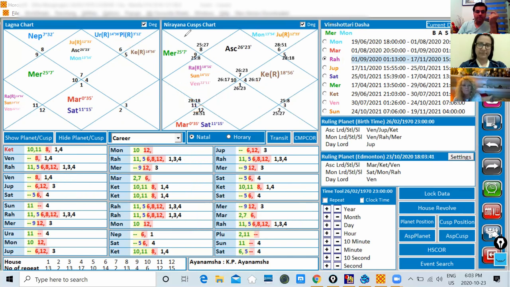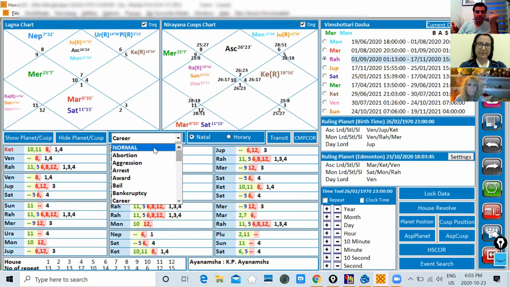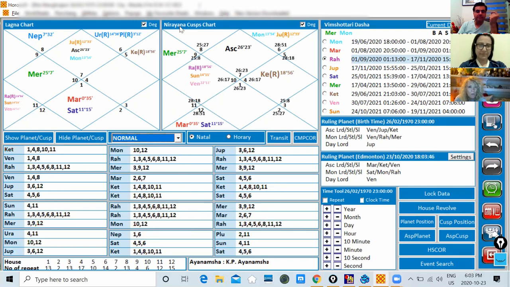Now, same period, same three planets. Now the question changes. Now the client says, okay, that means I should be cautious. We cannot ask them to stop living their life. You should be cautious. That's it. That period is highs and lows for you.